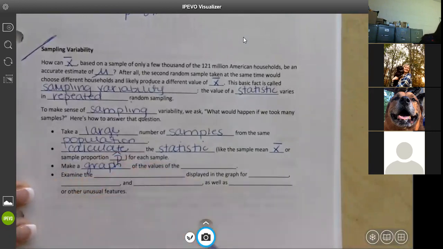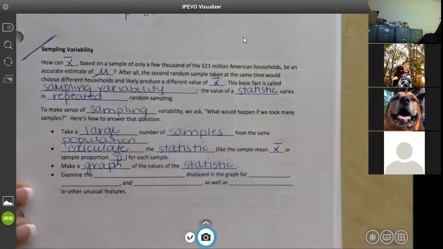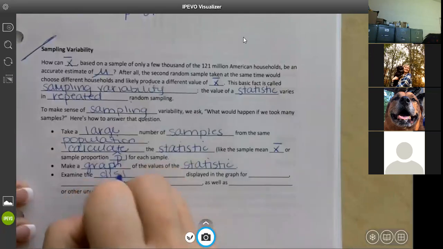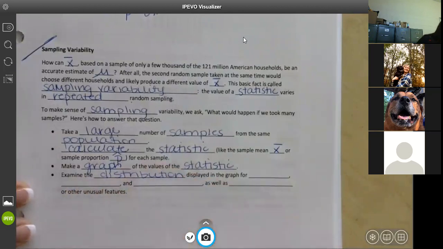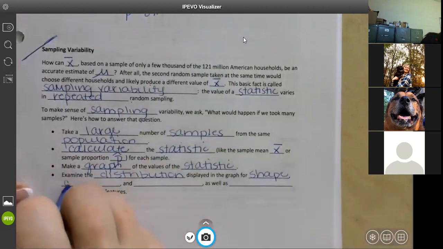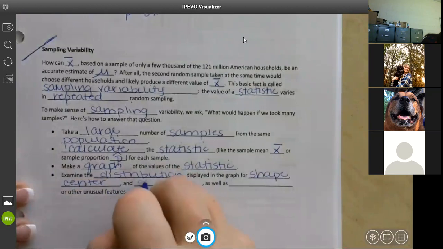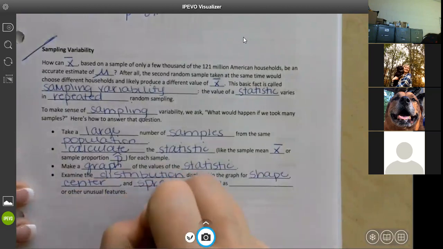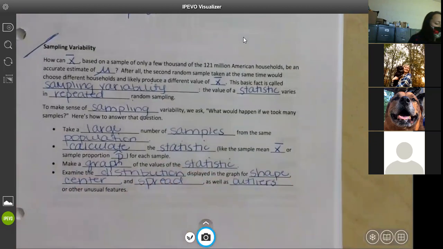You're going to make a graph of the values of the statistic. And then you're going to examine the distribution displayed in the graph for shape, center, and spread, as well as outliers or other unusual features.